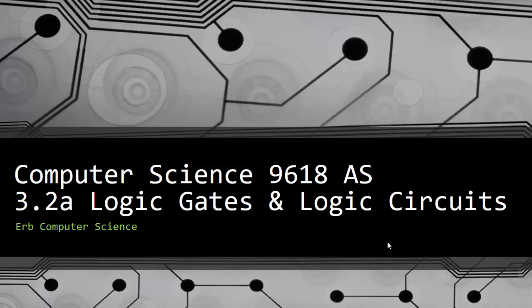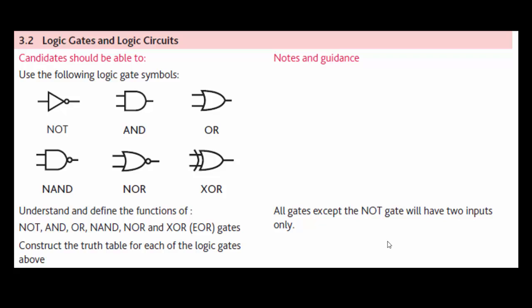So let's go ahead and take a look at the learning targets to see what we need to be on the lookout for. Candidates should be able to do the following. They want you to be able to use a NOT gate, an AND gate, an OR gate, a NAND gate, a NOR gate, and an exclusive OR. And you need to be familiar with these symbols because when you draw your logic circuit, you're going to need to use the appropriate symbols.